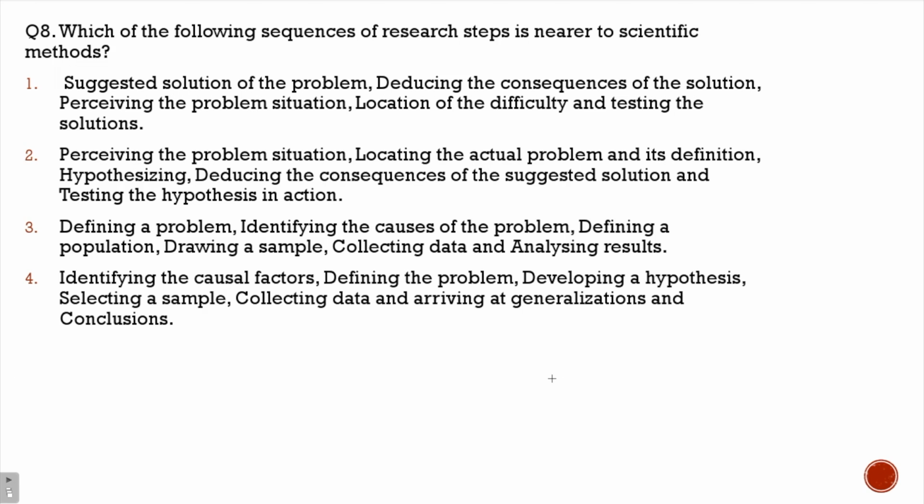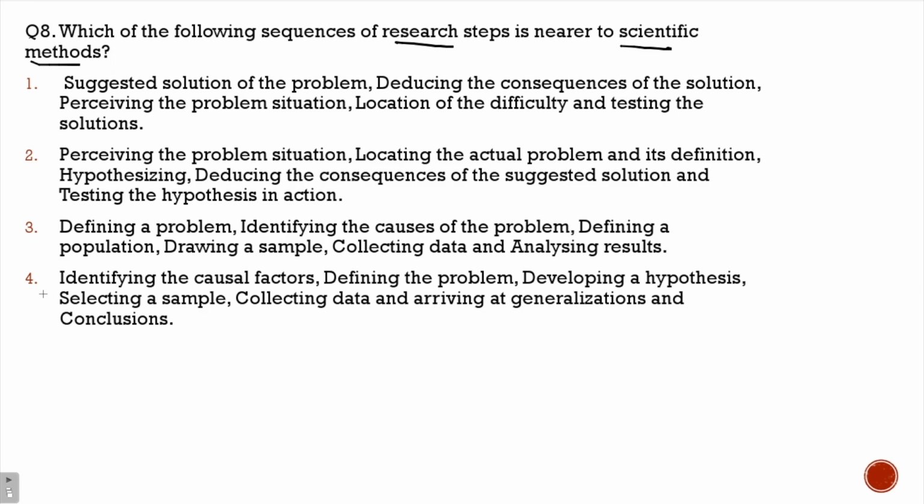So the first question wherein a problem was found is, which of the following sequences of research steps is nearer to scientific methods? This was the question and these 4 options were given. The exact steps of the scientific method vary from source to source, but the general procedure is the same. The general procedure is based upon acquiring knowledge through observation and testing.